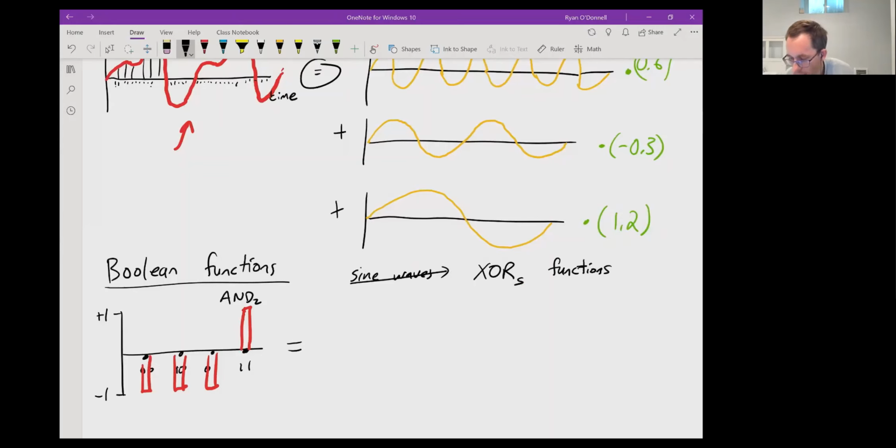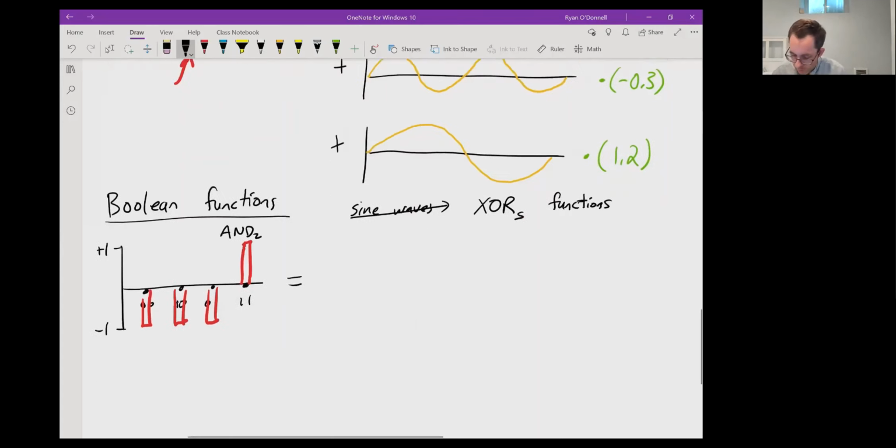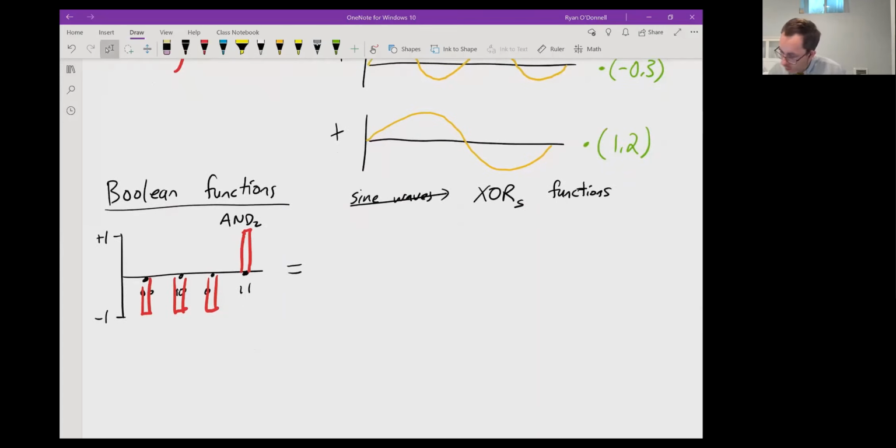I believe you studied XOR functions today, and maybe you studied them in an earlier class under the name odd functions or even functions. I'm not even going to get into the exact definition because it's not super important. But let me just draw a real quick picture.